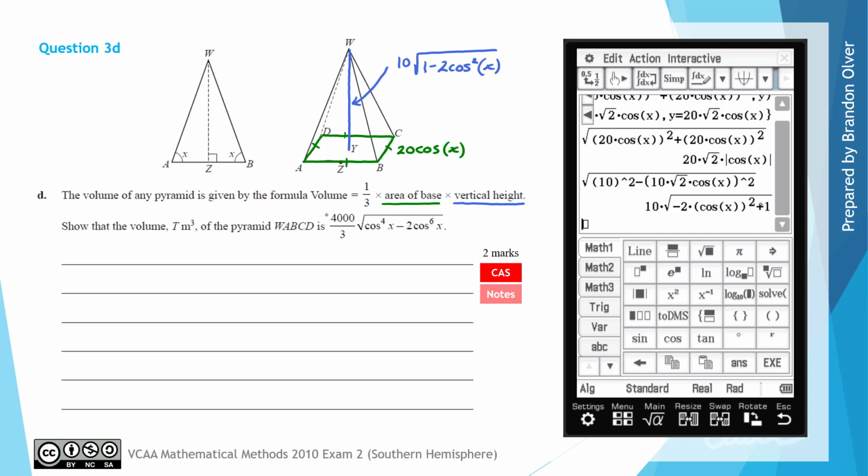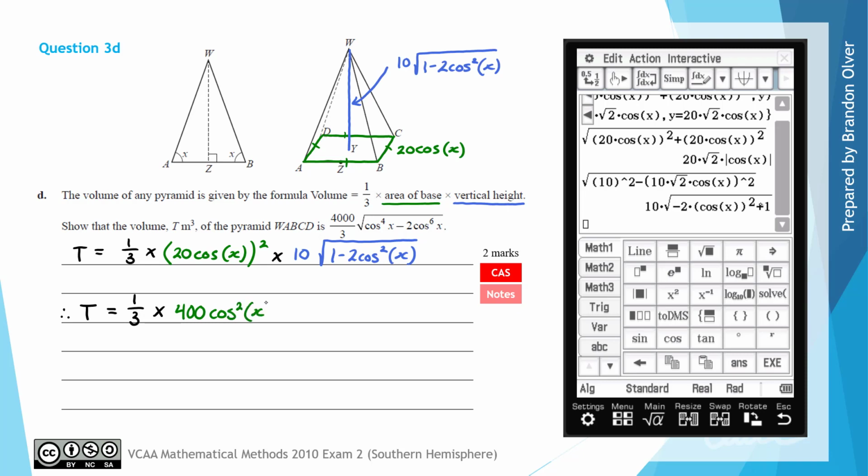So T is going to equal 1/3 times the area of the base, which is going to be 20 cos of x squared. And then we're going to multiply that by the height of the pyramid, which was 10 square root of 1 minus 2 cos squared of x. So therefore, T, which is the volume, is going to equal 1/3 times, and then we need to square 20 cos of x. So 20 times 20 will actually give 400, and then cos of x being squared is the same as cos squared of x written like that.